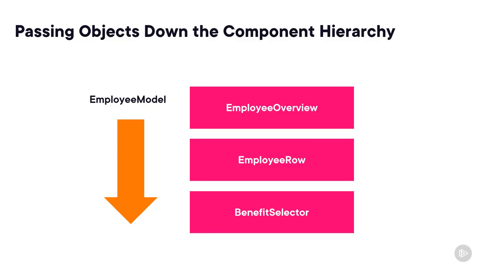Now all this passing on of objects might be confusing at this point. So let's take a step back for a second and look at the component hierarchy we have now. The employee overview component fetches the collection of employee model objects from the API. For each of the objects it renders an employee row passing on the employee. And when the show benefits property is true, employee row then renders the benefit selector, which also gets the employee model object. We're zooming into lifecycle methods some more in the next clip.